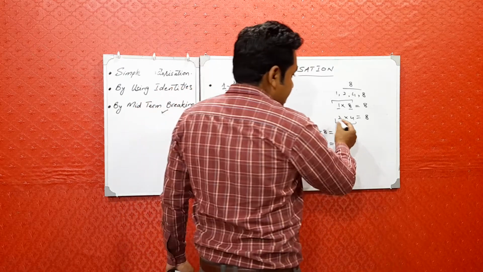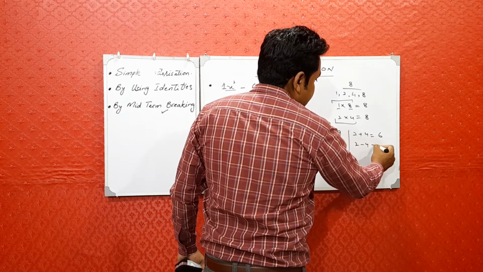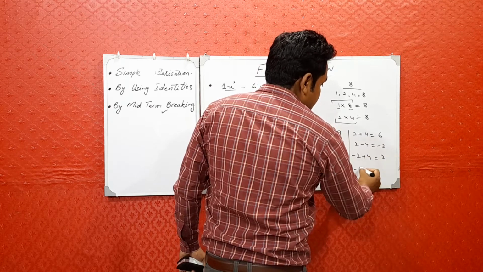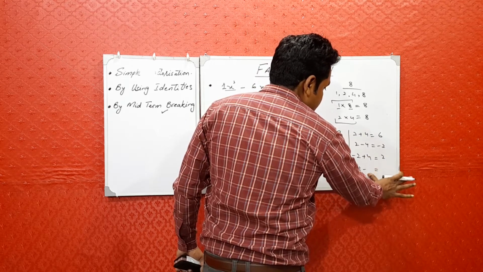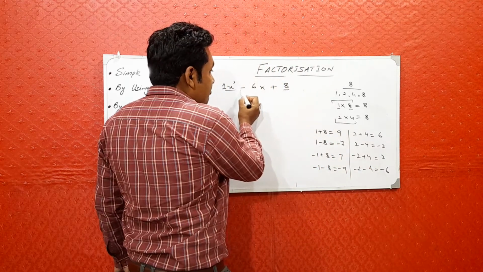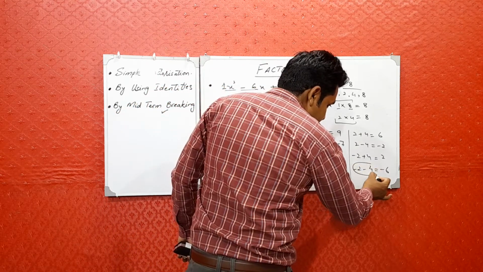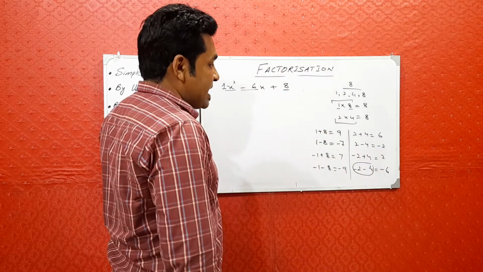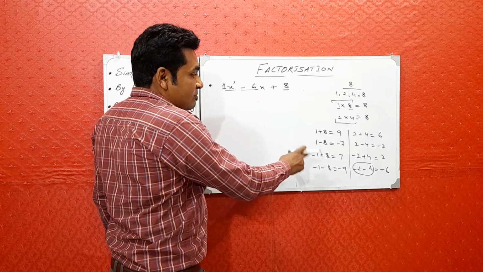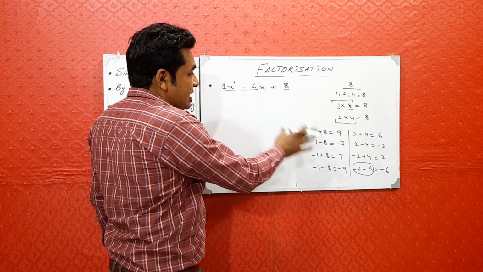In the same way, when I use the pair 2 and 4, when I add them, I get 6. When I subtract 4 from 2, I get minus 2. When I subtract 2 from 4, I get 2. When I keep both numbers negative, I get minus 6. So my middle term is minus 6. It means I will use this pair, minus 2 and minus 4, so I am going to break this middle term using minus 2 and minus 4, because when I simplify minus 2 and minus 4, I get minus 6.